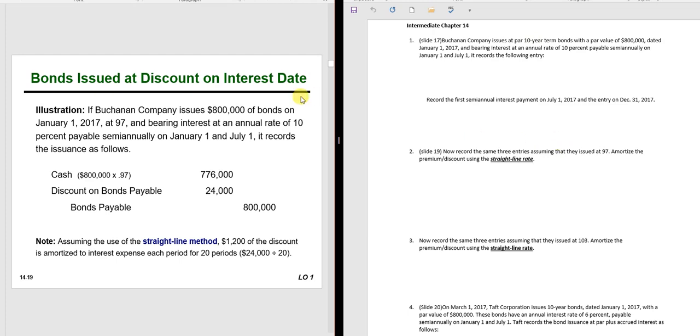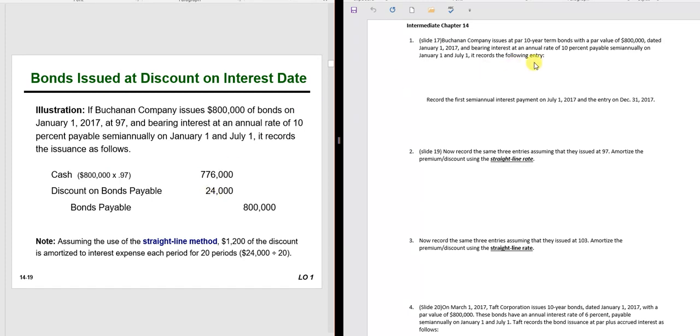So 97, so I have $800,000 of bonds at 97. So look, bonds payable is always at face. Do not ever credit bonds payable for the 97%. Bonds payable is always at face. However, they get cash of 97% of face, and they plug the difference to the discount.